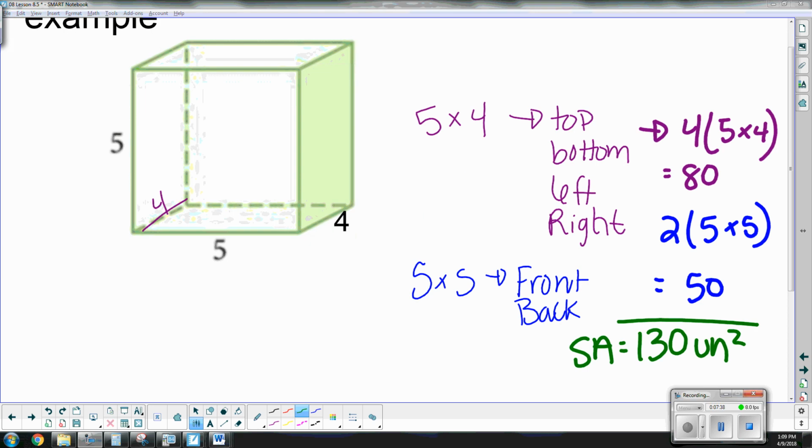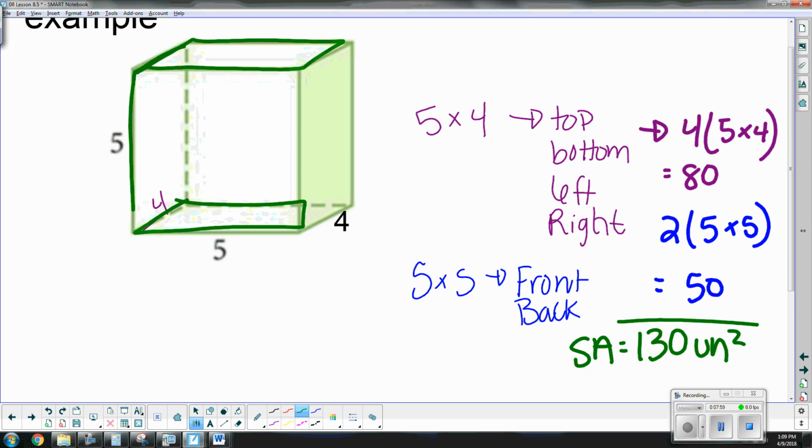All right, here we have two sides that are each 5 units, and then one side that goes from the front to the back that's 4 units. So the top and the bottom and the left and the right are all 5 by 4. So here's the bottom, here's the top, here's the left, and here's the right. All of those sides are 5 by 4.